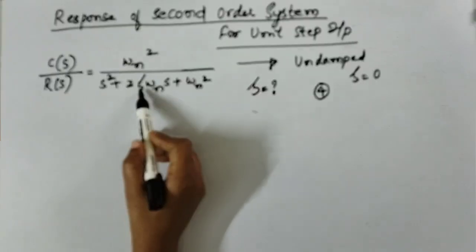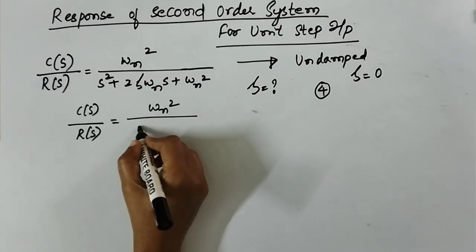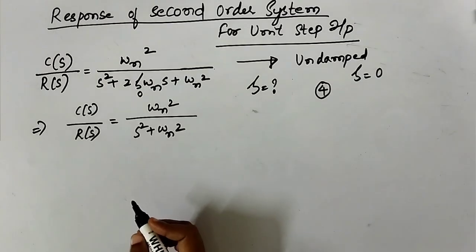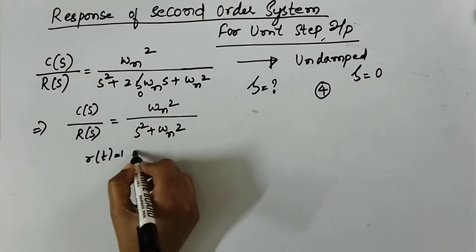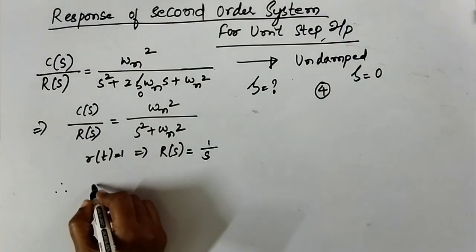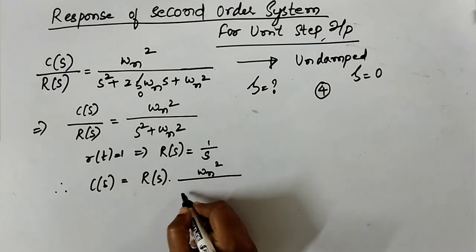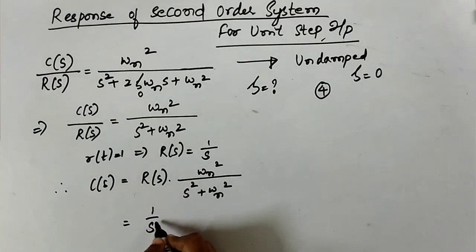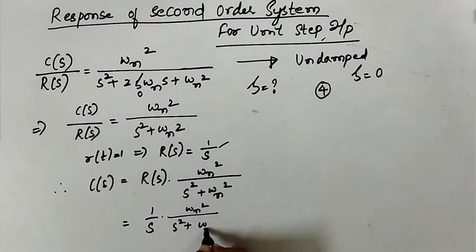Now, when zeta equal to 0 here, we get C(s)/R(s) = omega_n^2 / (s^2 + omega_n^2). Here the damping term would be 0. Now, here we are talking with respect to unit step input. That is nothing but r(t) equal to 1, that is nothing but R(s) equal to 1/s. Now, the response in s domain, that is C(s) equal to R(s) into omega_n^2 / (s^2 + omega_n^2). We can write this as, replacing R(s) with 1/s, omega_n^2 / (s (s^2 + omega_n^2)).